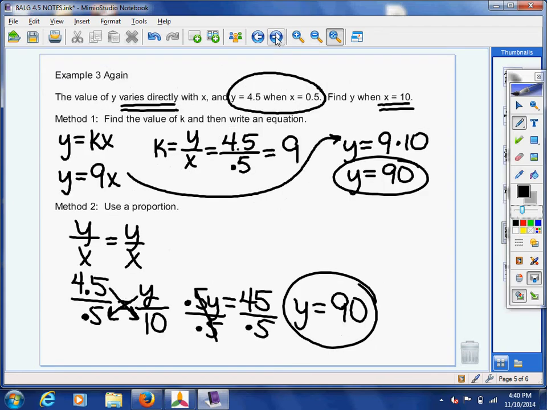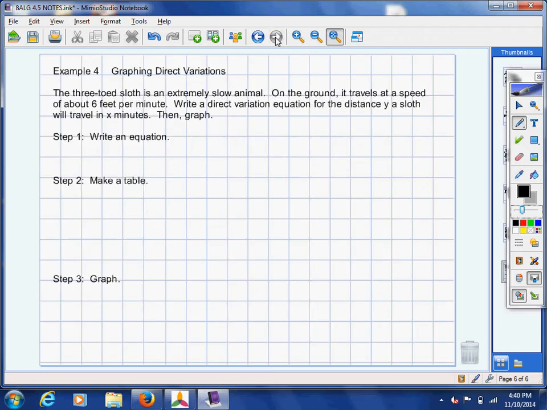And now, what we're going to be doing today is graphing. So we're going to graph direct variations, and they're going to give us a situation. What I'm going to need you to do is be able to recognize that this is a direct variation situation. Now, we know it's a direct variation situation because in example 4, they say right beside it, graphing direct variations. So they kind of tip their hand on that to us.